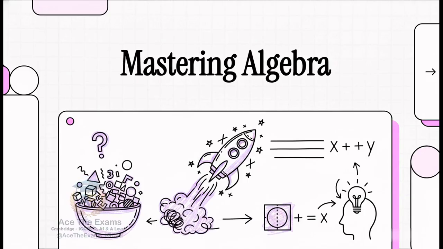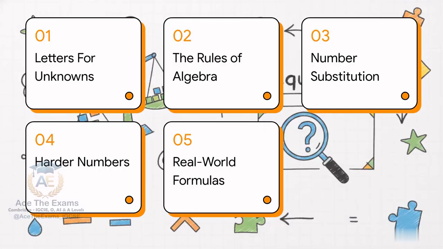Think of it as this sleek, universal shorthand that takes messy, complicated real-world problems and just distills them down into simple, elegant formulas. By the end of this explainer, I promise you're going to see those letters not as roadblocks, but as the ultimate mathematical shortcut. So to get us there, we've got a pretty clear roadmap today.